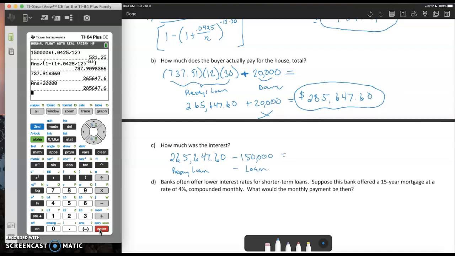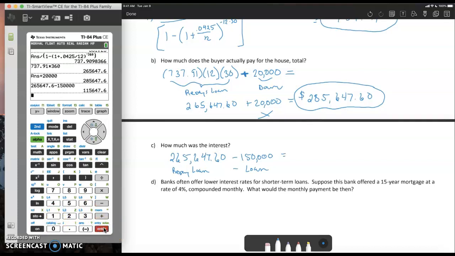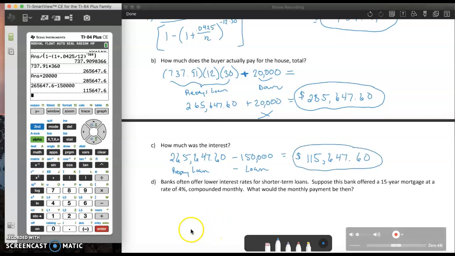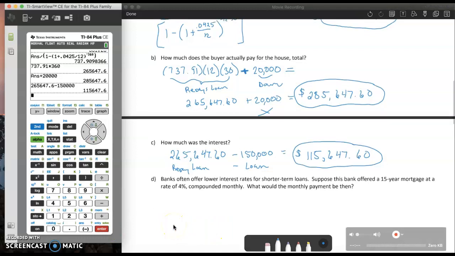So if we find the difference there, so if I take 265,647.6 minus 150,000, then in interest they paid $115,647.60. So it's a lot of interest, but again, it's spread out over 30 years so that it doesn't hurt so much.